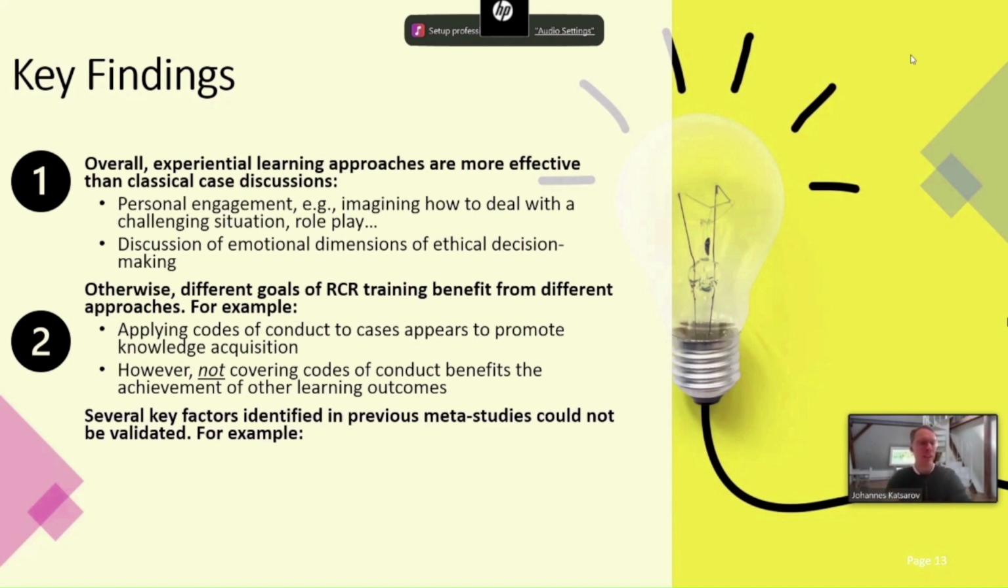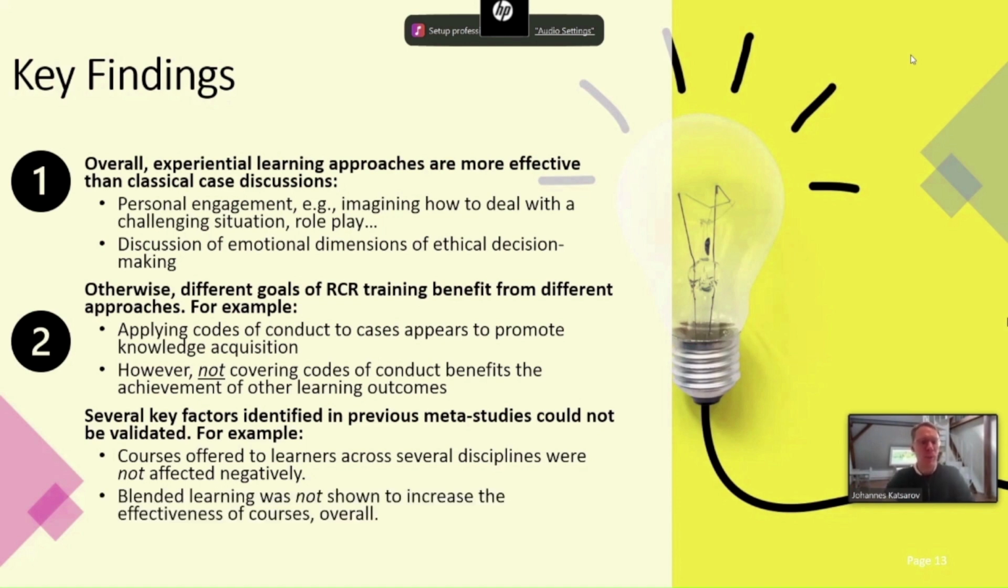Additionally, we found that several key factors identified in previous meta-studies could not be validated. For example, courses offered to learners across several disciplines were not affected negatively. This had been a core finding of some of the previous studies. They believed that if you have highly mixed groups, then that's bad for the courses.